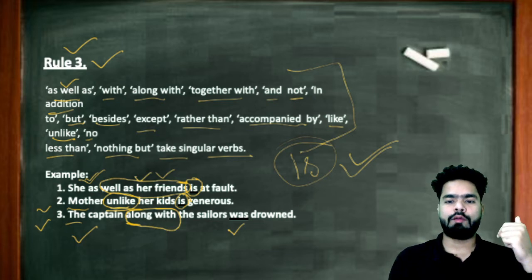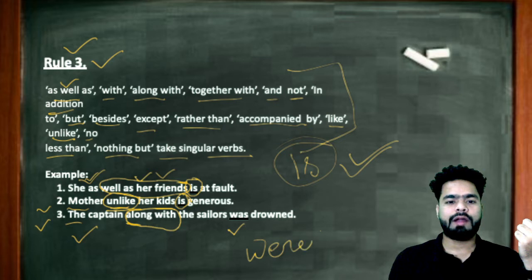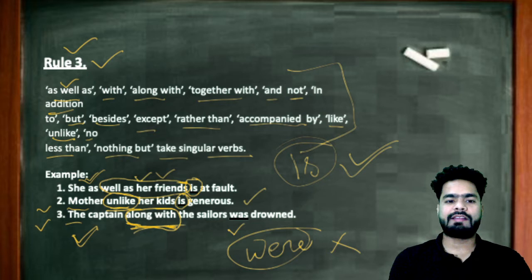Okay, singular verb is was, and plural verb is were. But we will not use were, we will use was. Why? Because our subject is singular. A captain is singular. Along with indicates that our subject is singular. In this case we will use a singular verb. Clear? This is all about rule number 3.